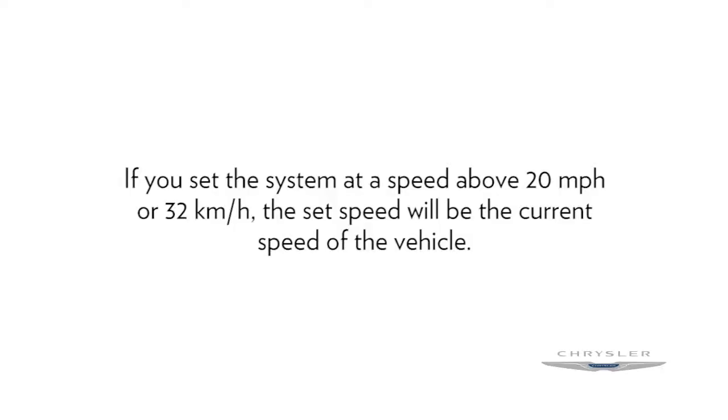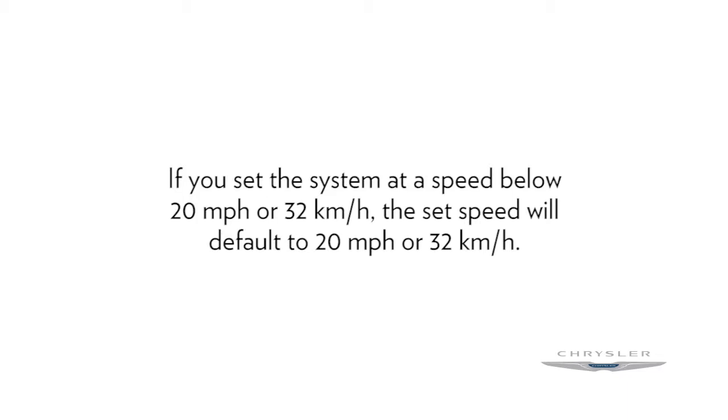If you set the system at a speed above 20 miles per hour or 32 kilometers per hour, the set speed will be the current speed of the vehicle. If you set the system at a speed below 20 miles per hour or 32 kilometers per hour, the set speed will default to 20 miles per hour or 32 kilometers per hour.